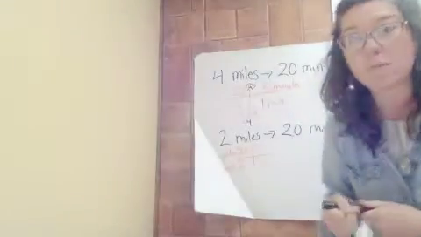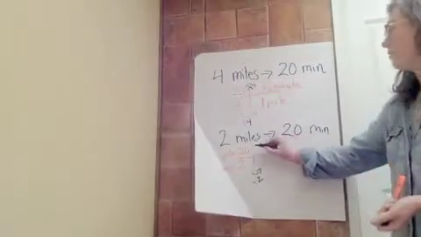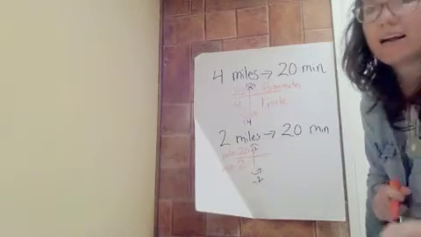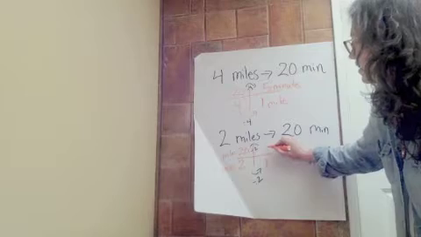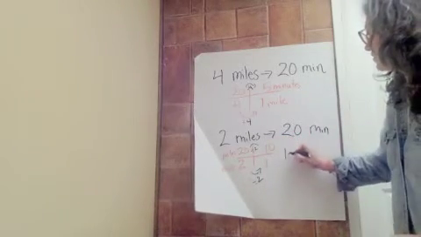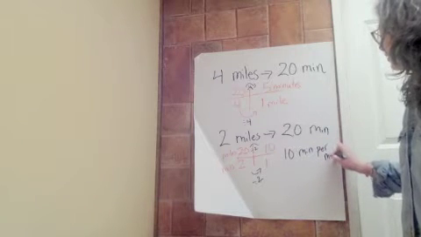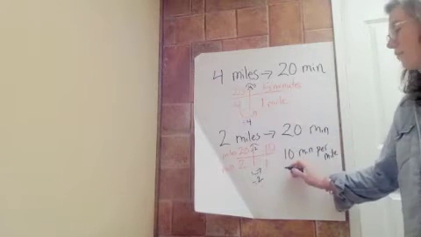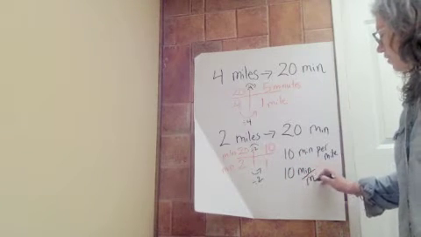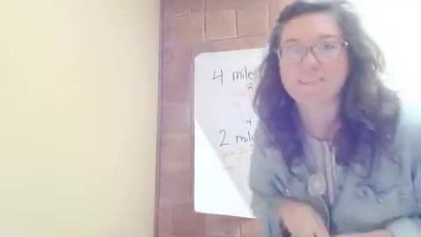We divide 2 by, that's right. What we do to the bottom, we do to the top. So 1 mile is 10 minutes. 10 minutes per mile. Another way we could write that is 10 minutes over 1 mile. Okay, let's move on to the next one.